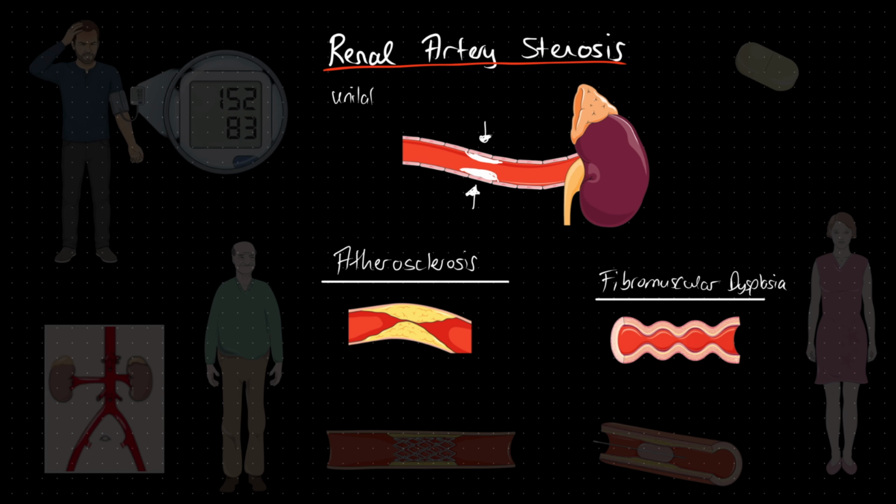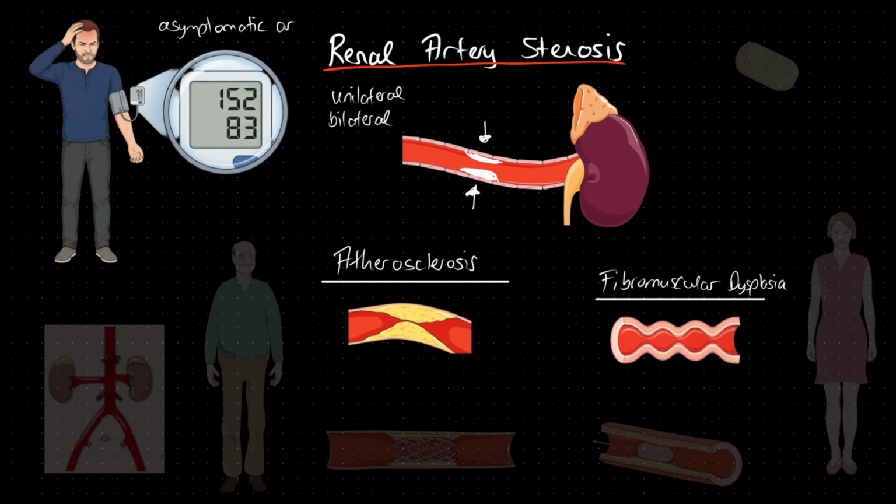It can occur on one side, so unilaterally, or on both, called bilaterally, and may remain asymptomatic for a long time. Eventually, it can lead to high blood pressure because the kidney senses reduced perfusion and responds as if blood pressure is too low. How can renal artery stenosis be recognized?